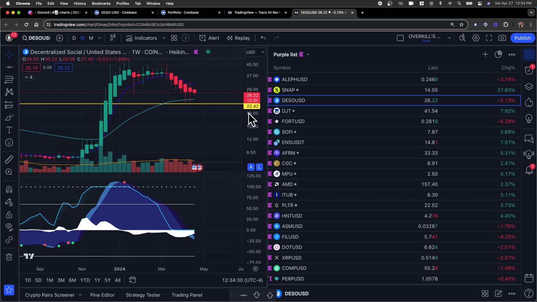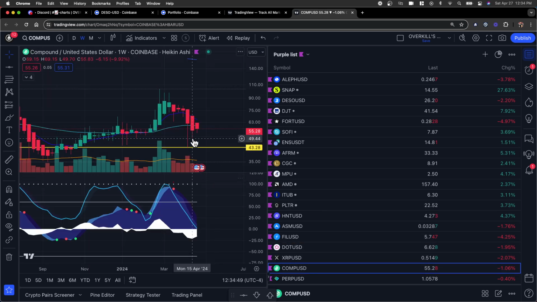I'm not saying this thing's going to go up here, because it could very well break 22 and pile drive down to 15. Very possible. That's why we use those stop losses that I went over at the beginning of the video. That is why we're limiting our risk using position sizing and using our levels.